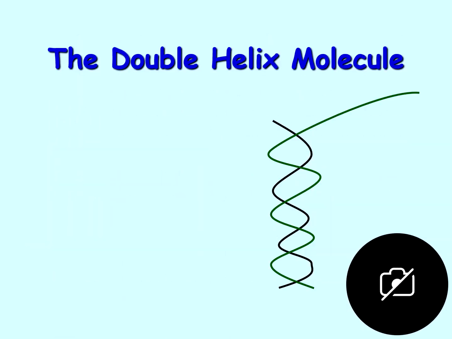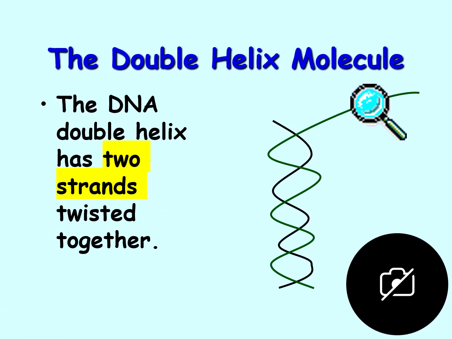So the double helix has two strands of DNA twisted around one another. You can see that there's a green strand here twisted around the black strand. It's a DNA double helix, double because there are two strands twisted around one another. That's why we call it a double helix. You can see the black strand here and the green strand here. We're going to zoom in next into one of these strands.